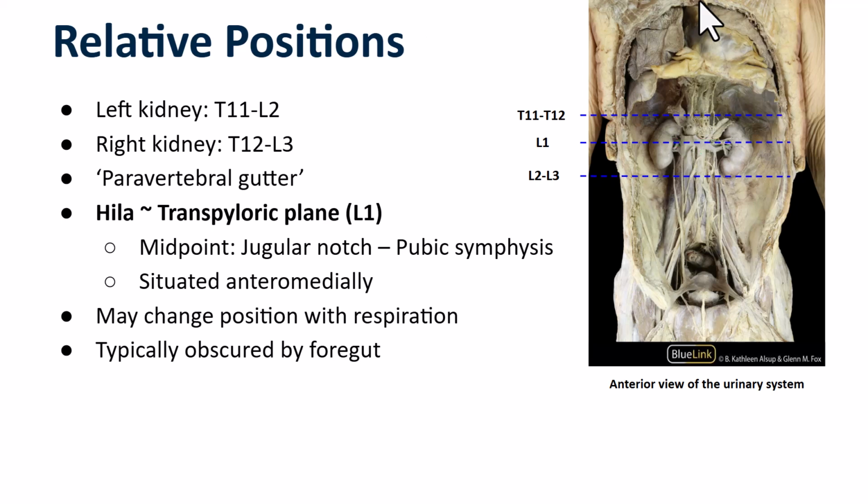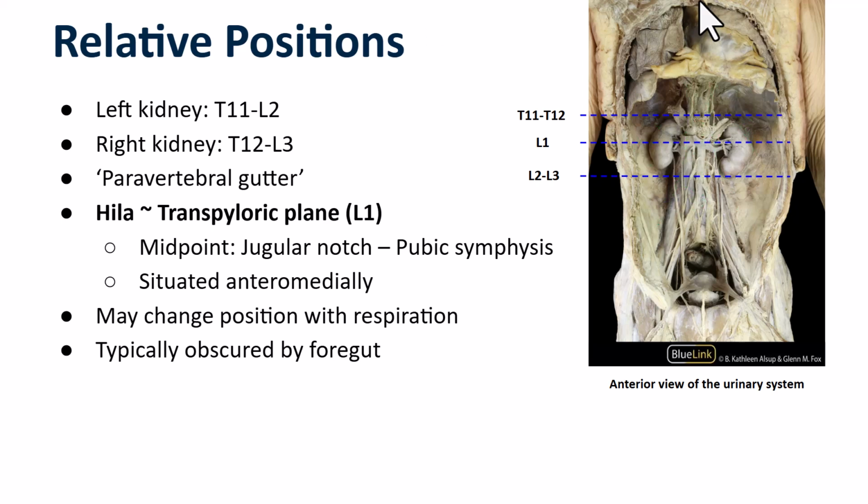Now, what isn't as obvious from this photograph, but you can still kind of tell, is that the aorta and IVC are more anteriorly situated, and behind them is the vertebral column. And so as a result, we have these areas that we call the paravertebral gutters into which the kidneys lie. And that's why the lateral borders of the kidneys are facing posteromedially, which we'll see.